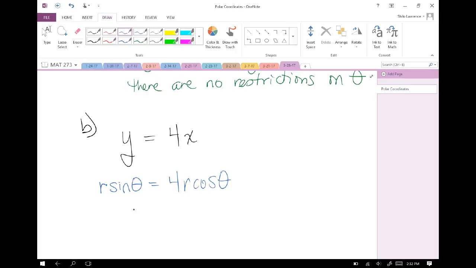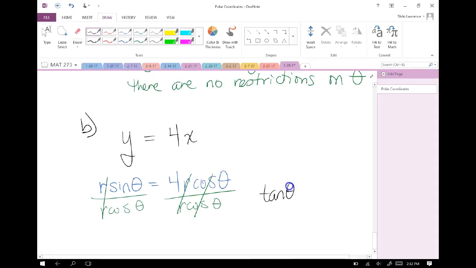Let's just divide over part of that. Let's leave the 4 over there and divide over the r cosine theta. Those cancel. The r's cancel. Sine over cosine is tangent. So we have tan theta equals 4. Theta is tan inverse of 4, which technically we could calculate.